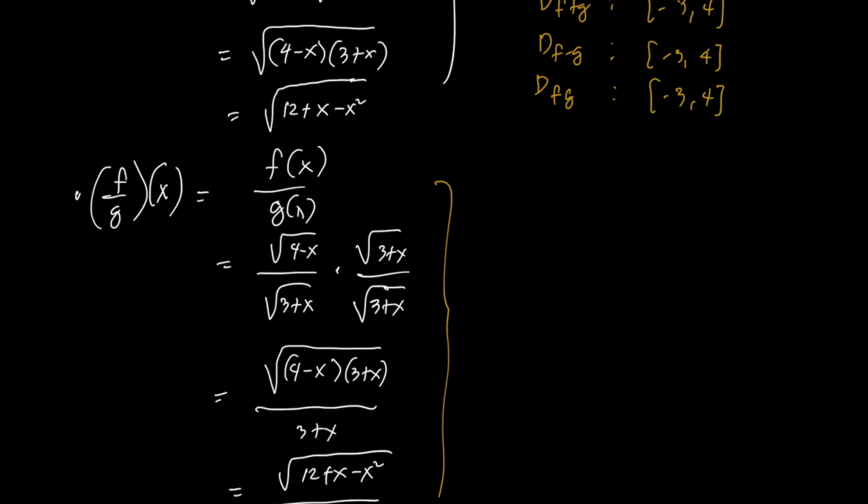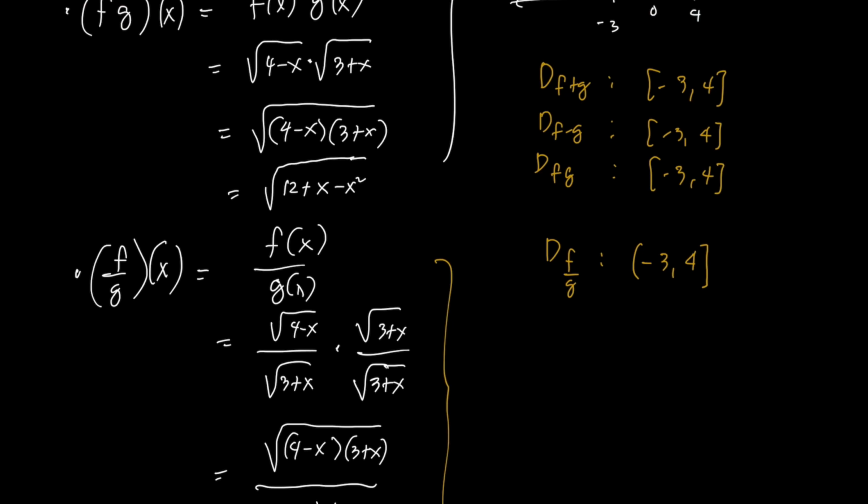How about the quotient? Again, the quotient is still the intersection, except that we exclude where the denominator is 0. And the denominator is 0 if x is equal to negative 3. So just do not include the negative 3. The domain of f over g is negative 3 to 4, not including negative 3. There you go.